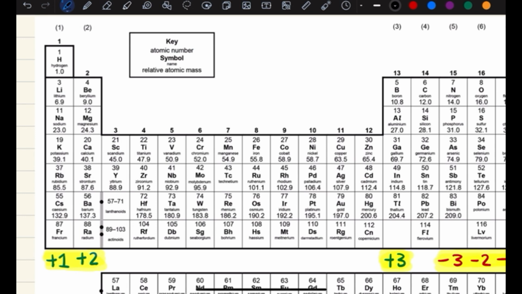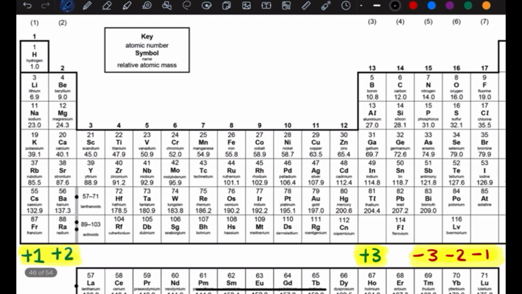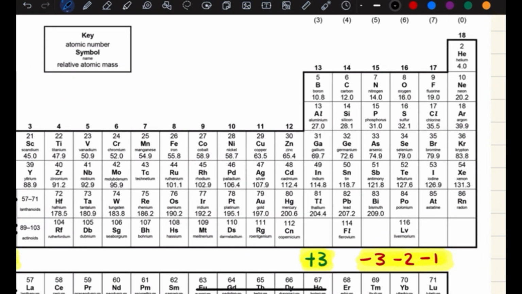Group 2, they're going to lose 2 electrons, and then you get a plus 2 charge. Let's move across to group 3. You can see the group numbers at the top, by the way. Group 3 lose 3 electrons to get a plus 3 charge. Group 5 gain 3 electrons to get a minus 3 charge. Group 6 gain 2 electrons to get a minus 2 charge. And group 7 gain 1 electron to get a minus 1 charge.